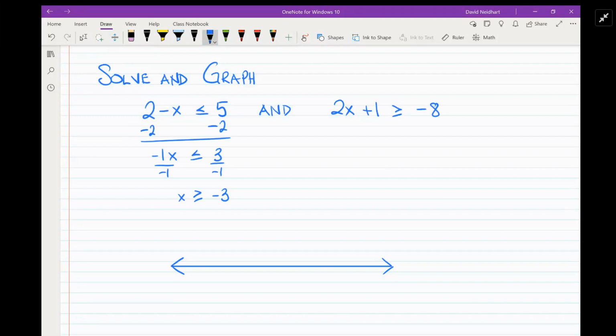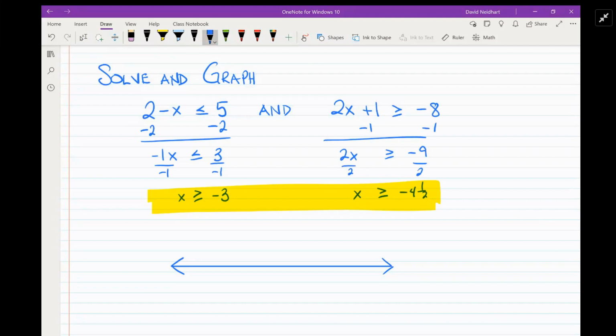Let's take a look at that second inequality. We have to start by isolating our variable again. So we're going to subtract 1 from both sides, giving us 2x is greater than or equal to negative 9. Further isolating, we're going to divide both sides by 2, and we get x greater than or equal to negative 4.5. We don't need to reverse the inequality sign this time because we divided by a positive. This is actually our full answer.